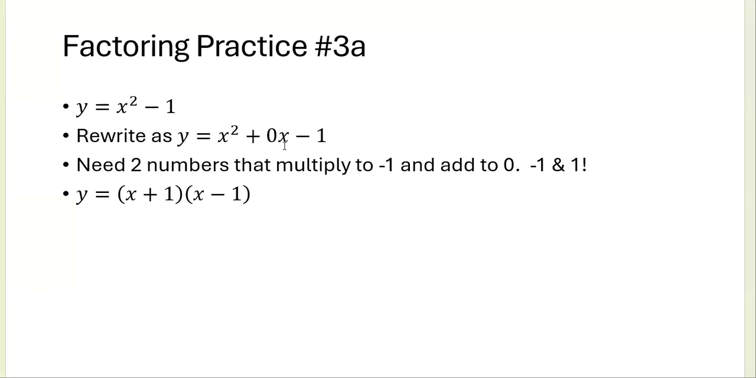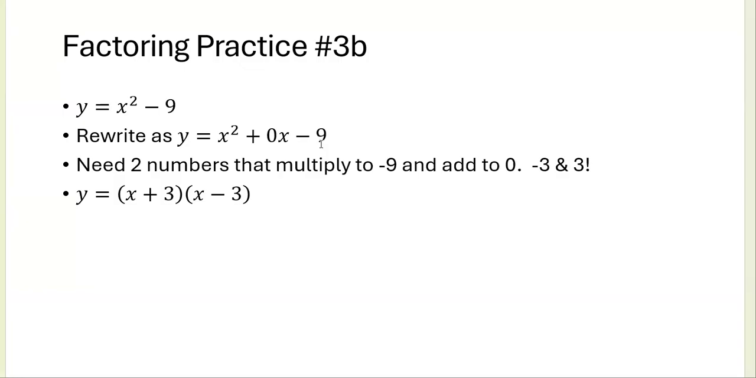So let's factor like normal. We want two numbers that multiply to negative 1 and add to, sorry, add to 0. What two numbers are those? Negative 1 and 1. Okay? So it becomes x plus 1, x minus 1. Okay, let's do another example. x squared minus 9. Let's rewrite it as x squared plus 0x minus 9.